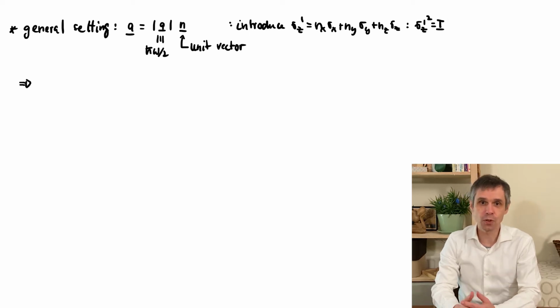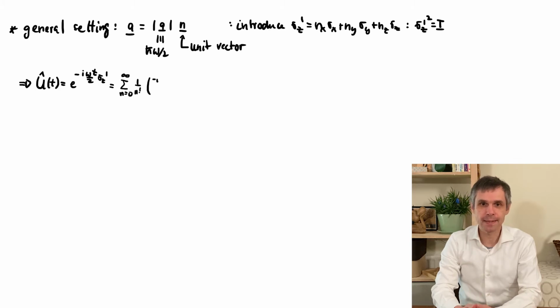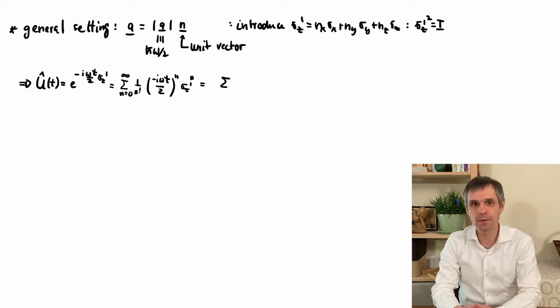This we can then use to evaluate the time evolution operator using its definition as a power series. What we see is that this series now alternates, with the even powers all proportional to the identity matrix and the odd powers all proportional to sigma z prime.